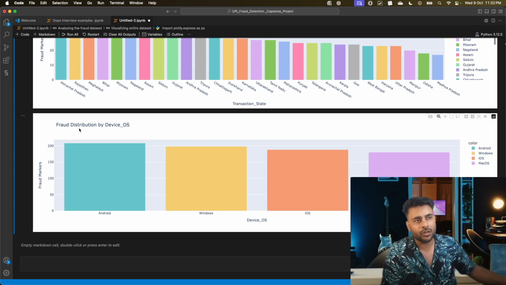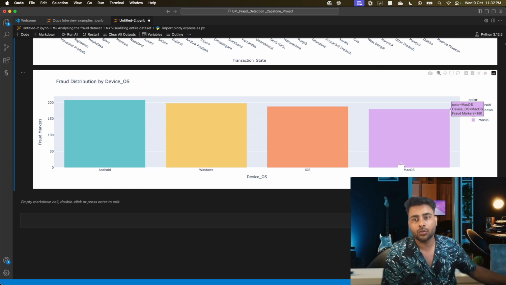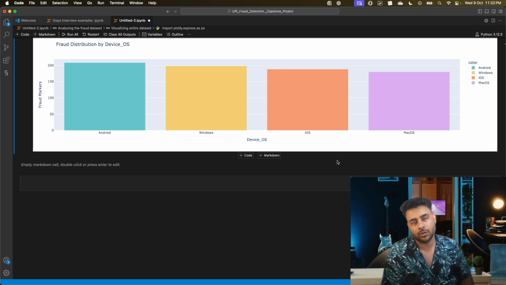Next, we have fraud distribution by device operating system. When it comes to UPI transactions, they can be made using Android, Windows, iOS or macOS also, because you don't always have to scan a QR code. You can also enter the UPI ID. Every UPI address is one of the ways to make a payment, so you can definitely make a payment using your Windows laptop or macOS.